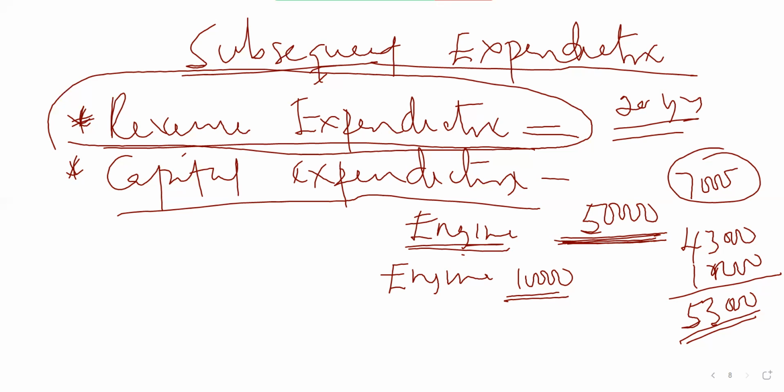Well, I think the 5,000 should be treated separately. It should not be added to the cost of the asset. Why should we treat it separately? Because this is more or less a fee to operate.